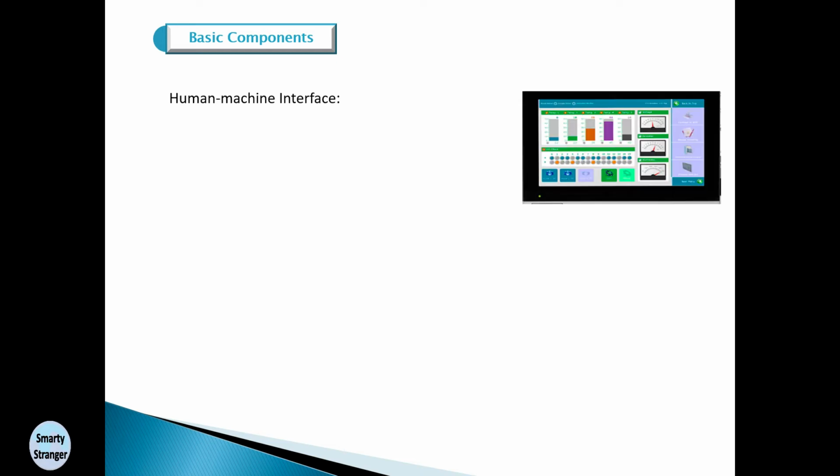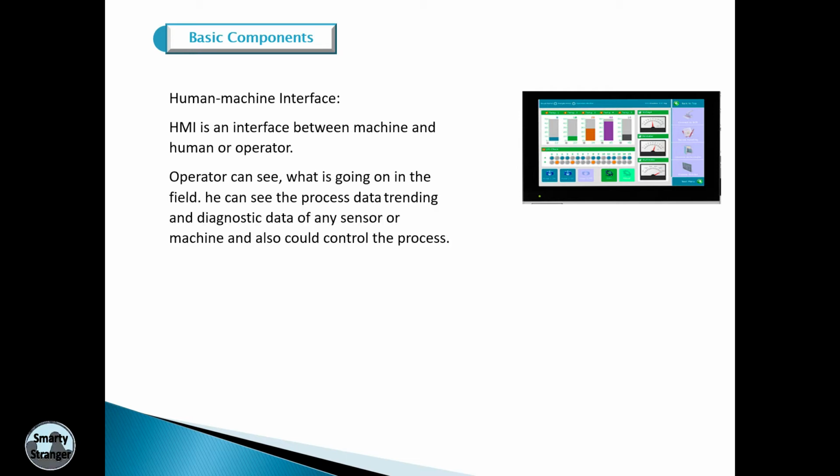Human-machine interface. HMI is an interface between machine and human or operator. The operator can see what is going on in the field. He can see the process data, trending and diagnostic data of any sensor or machine, and also can control the process.